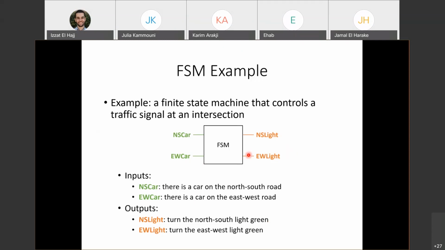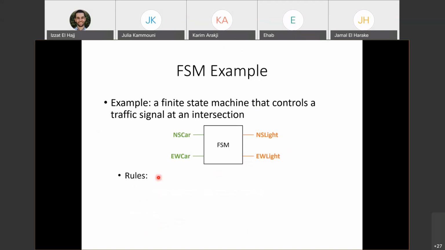Okay. Next, I'm going to describe what the rules are for this finite state machine, for the traffic lights. So the rules are going to be as follows. Rule number 1 says that if a car is present on one road, but not the other road, we're going to turn green on the road where the car is. Okay, so if I have a car on north-south, but there's no car at east-west, we're going to turn north-south 1 and east-west 0. Similarly, if I have a car on east-west, but no car on north-south, then we're going to turn on east-west, and we're going to turn off north-south. Okay, by off I mean it's going to turn red.